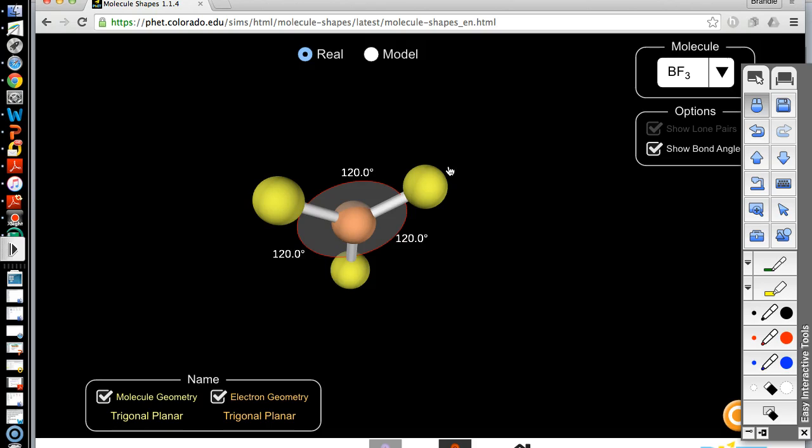All right, and so the bond angle on that one is pretty straightforward. It's 180 degrees. What I have now, if you look on your POGL, the next shape is trigonal planar.